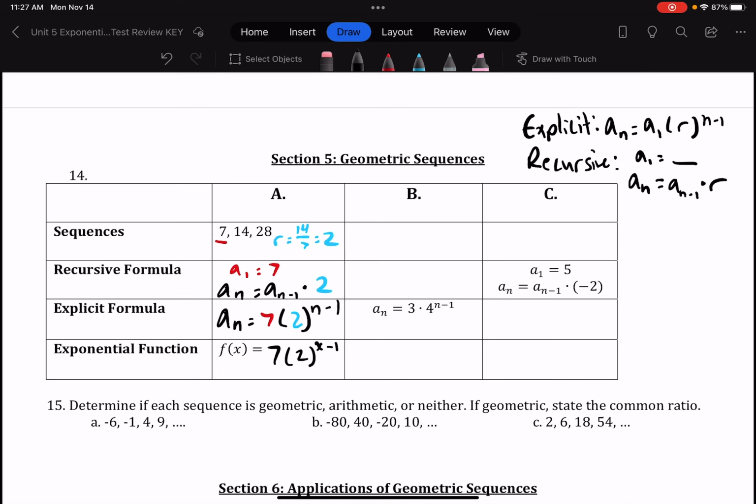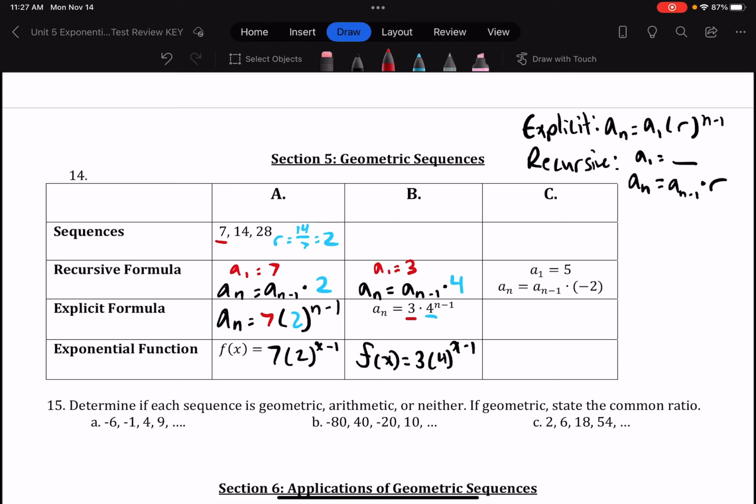Let's look at column B. Column B gave us our explicit formula, which gives us our initial term of 3 and our common ratio of 4. I'm going to go ahead and write the exponential function because it should model that explicit formula, except instead of having a variable of n, I'm now going to have a variable of x. I know that my initial term for my recursive formula was 3, and so now I can write a sub n is equal to a sub n minus 1 times that common ratio of 4.